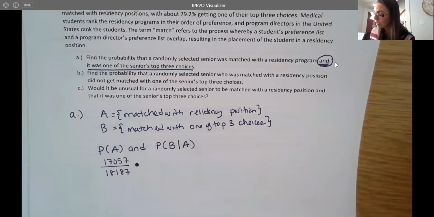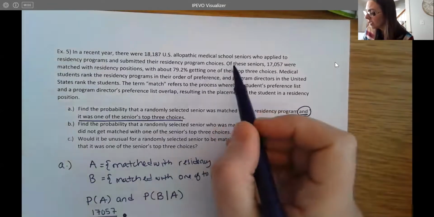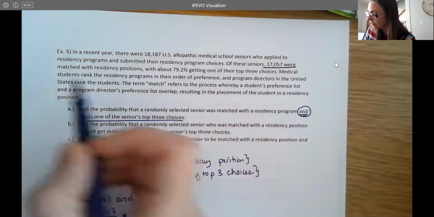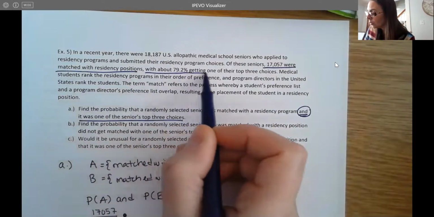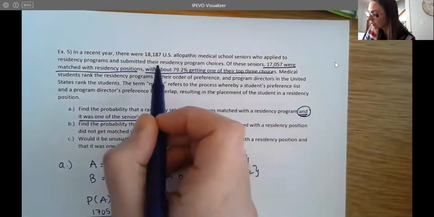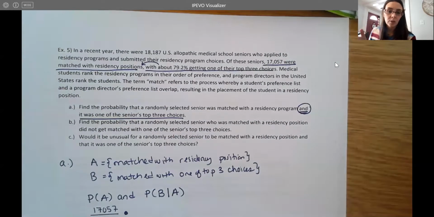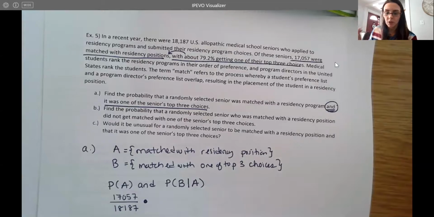And now we're looking at what's the probability that a student was matched with one of their top 3 choices, given they were matched for residency at all. And we do actually know that. So if we read here, it says, of these seniors, 17,057 were matched with residency positions, with about 79.2% getting their top 3 choices. So meaning that those who were matched, 79.2% got one of their top 3 choices. So this is your conditional. Given that you were matched, 79% got one of their top 3 choices.